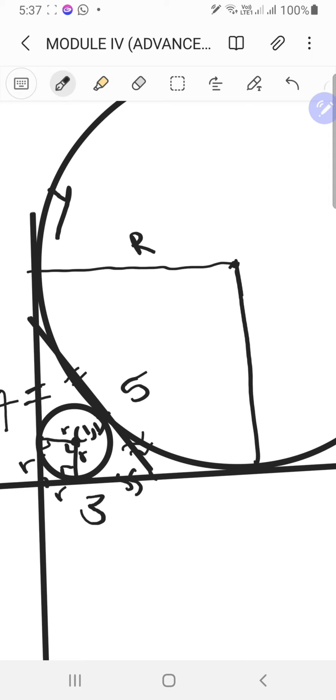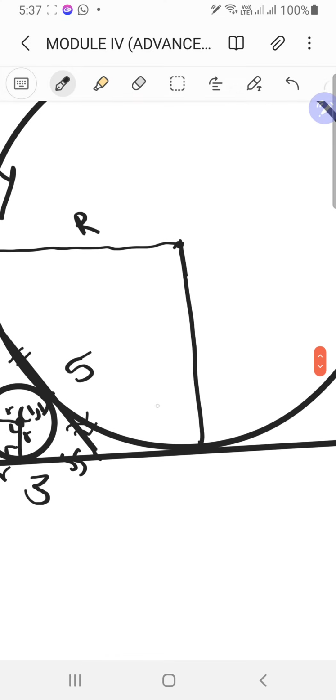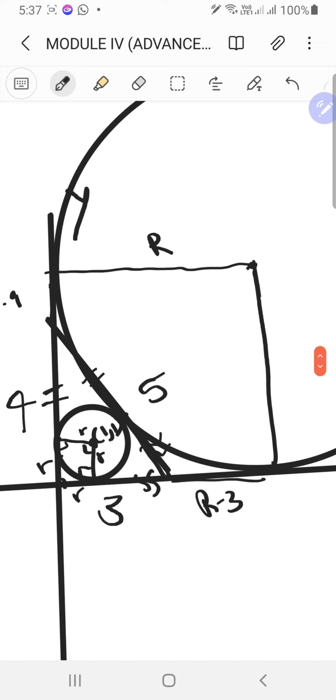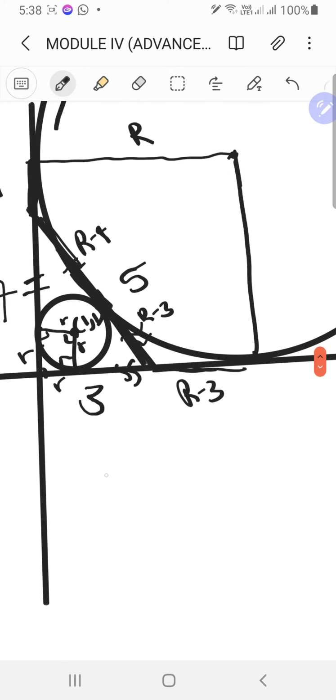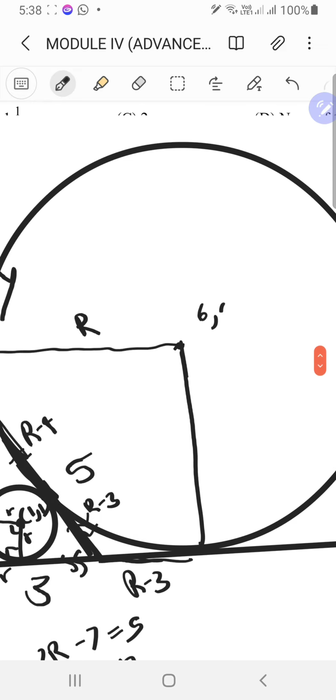Right, this distance is r minus 4, this distance is r minus 3, and this distance is equal to that distance, and this distance r minus 4 is equal to that distance, which means this thing is also r minus 4 and this thing is r minus 3, and their sum is 5 basically. So 2r minus 7 equals 5, right? So 2r equal to 12, r equal to 6. Nice. So the center is 6 comma 6, and the radius is also 6.